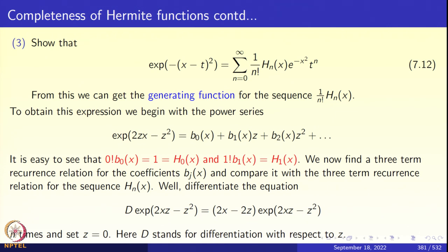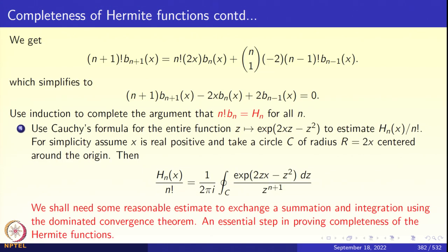If time permits, we shall look at the multidimensional analogs of these Hermite functions in the later part of the course. So now let's get down to estimating H_n(x) upon n factorial. For that, we go to the slides and we look at exercise number 4 in the slide. Use Cauchy's formula for the entire function e to the power 2xz minus z squared.